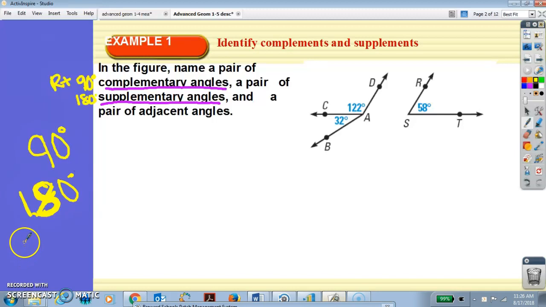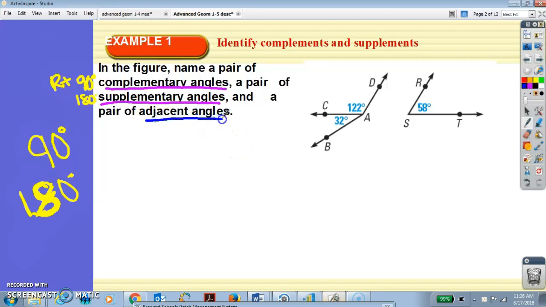Whatever it is that you do to memorize that complementary angles add to 90 and supplementary angles add to 180 is fine with me, but those are just some different ways that might help you to memorize the difference and not confuse them. All right, so those are your first two vocabulary words.